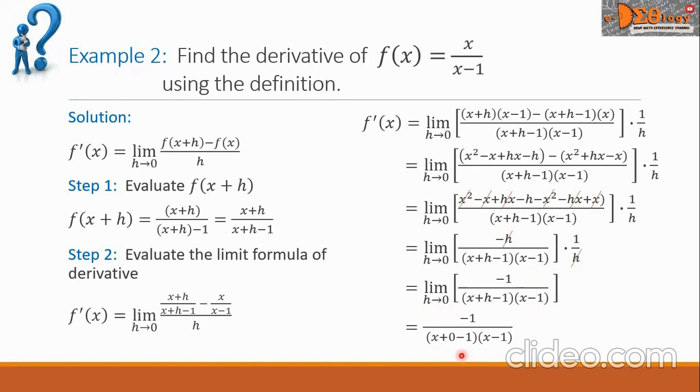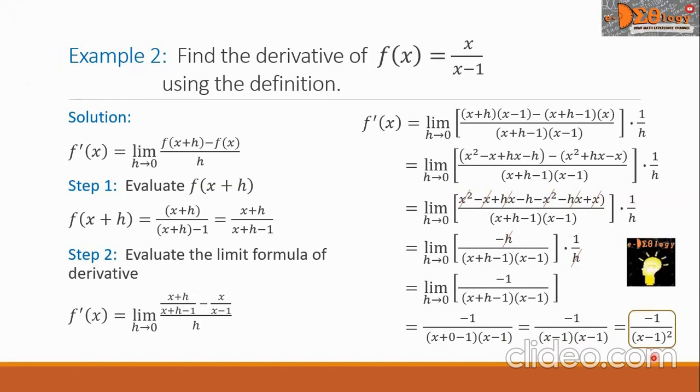Simplifying further, we can now remove the 0 and we can see that this is now negative 1 all over x minus 1 times x minus 1. We can put the factors together using exponent. So our final answer is negative 1 over the square of x minus 1. This is the derivative of our function here.